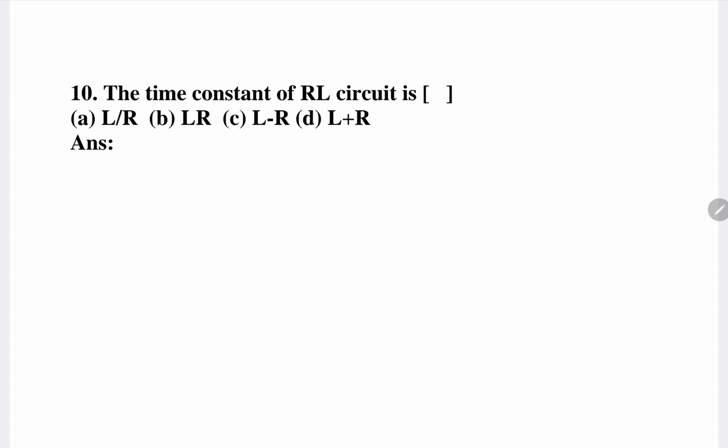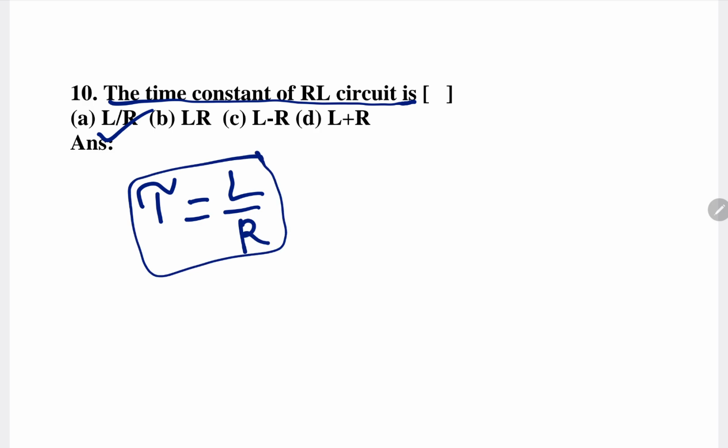Next, it's about the time constant of an RL series circuit. The time constant of an RL series circuit is L by R. We denote the time constant with tau. So for an RL series circuit, tau is L by R. It is a very, very important bit.